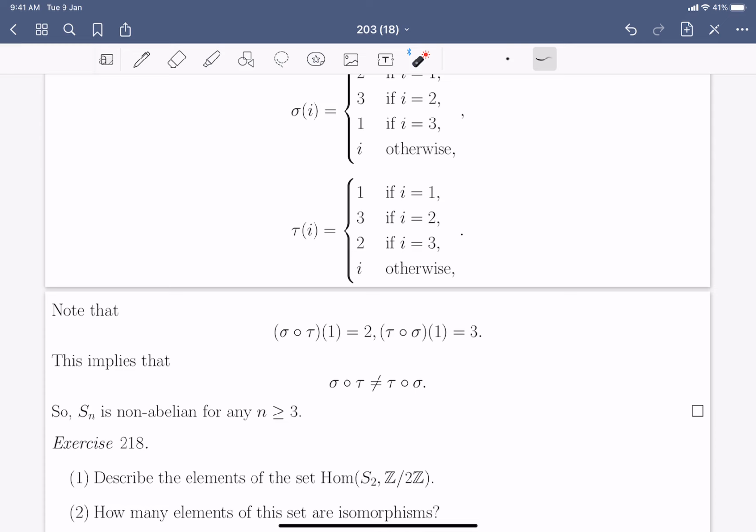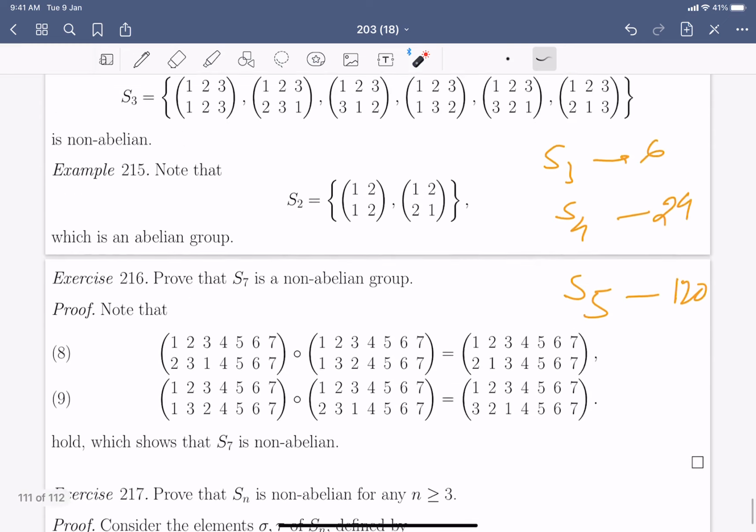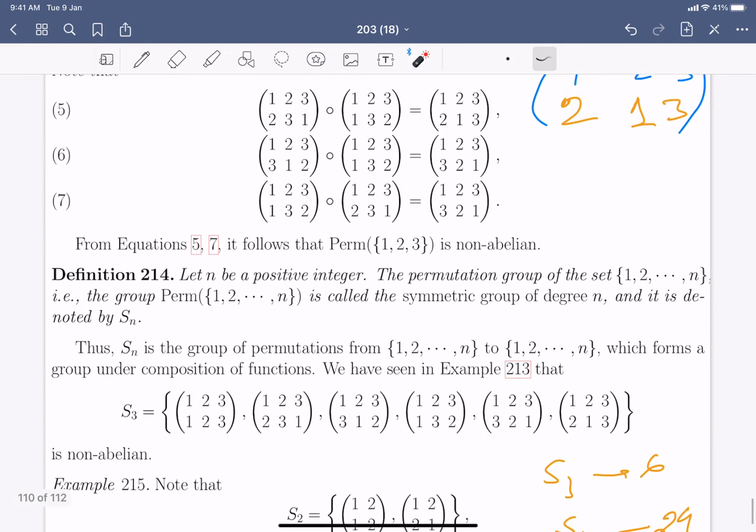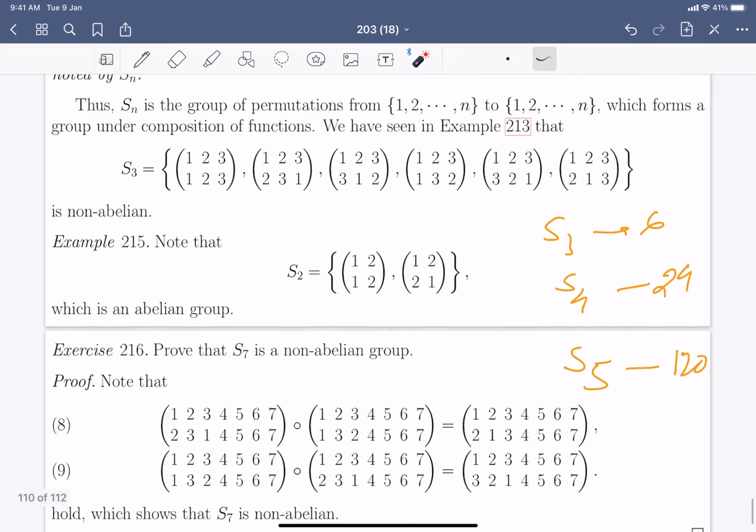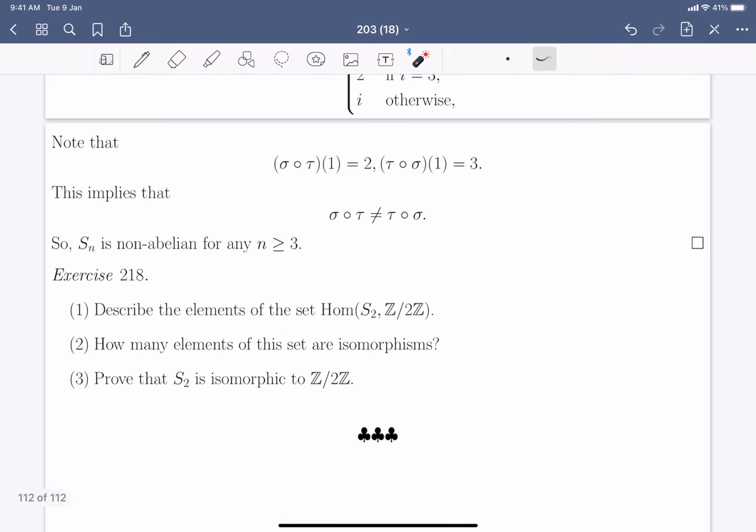Now that we have seen these permutation groups, or the symmetric groups, it will be good to have certain interesting exercises in the setup of what we learned a couple of lectures back. So let's try to describe Hom(S2, Z mod 2Z). That's your first exercise, and then you can try to count how many elements of this Hom set are isomorphisms. Then you can try to show that S2 is isomorphic to Z mod 2Z.